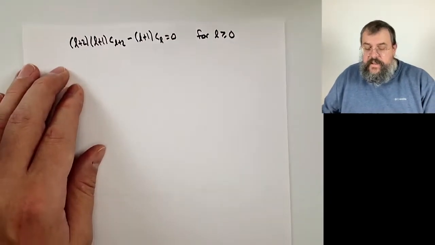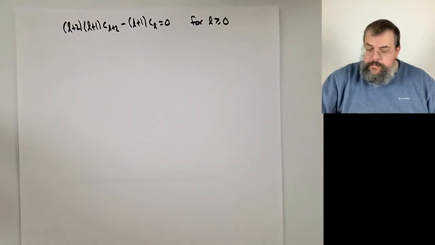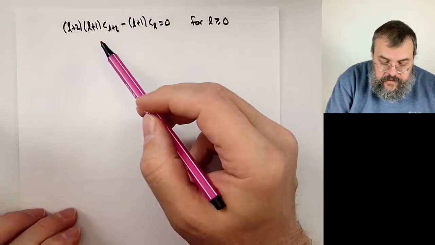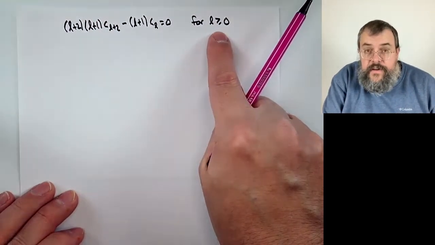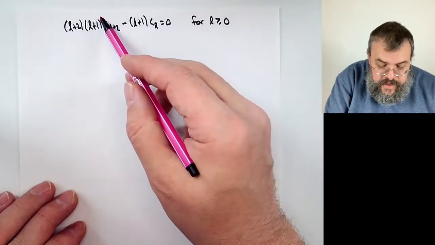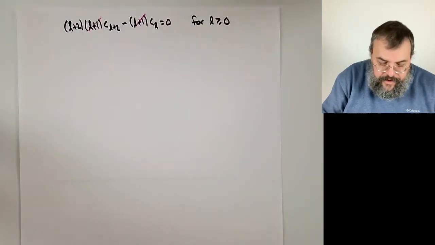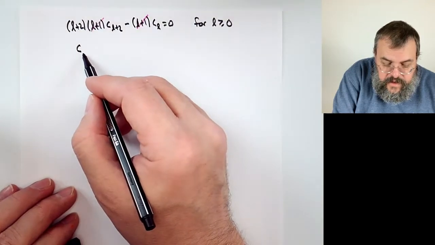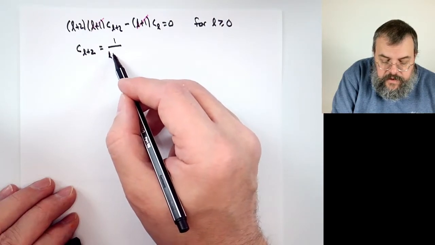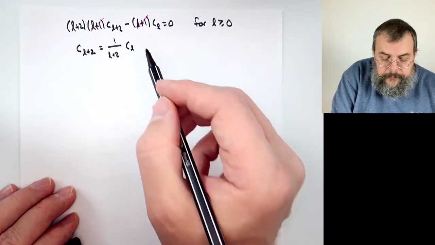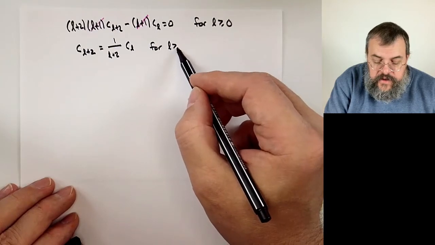All right. Now this is a really important relationship. Now we can do some things to help clean it up. Notice the L plus 1 is common, and since L starts at 0, L plus 1 will never be 0, so we can divide it out. And so what we end up with is the following relationship. C sub L plus 2 is equal to 1 over L plus 2 times C sub L. Now, this is for L greater than or equal to 0.